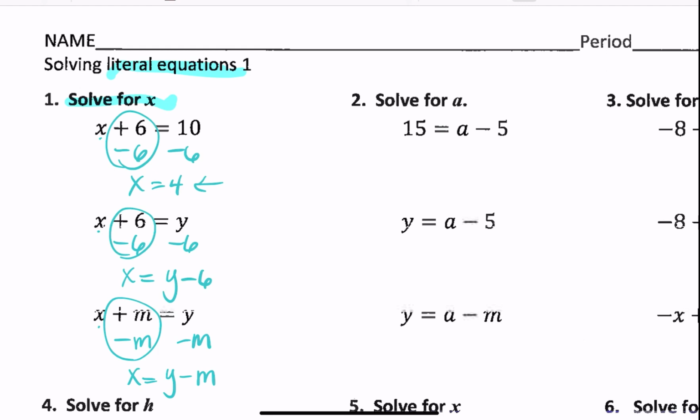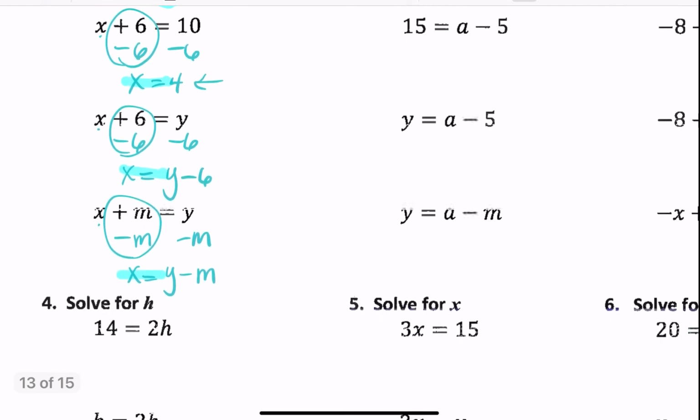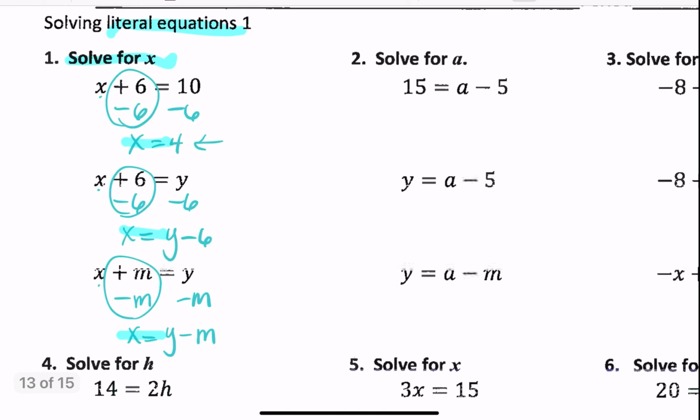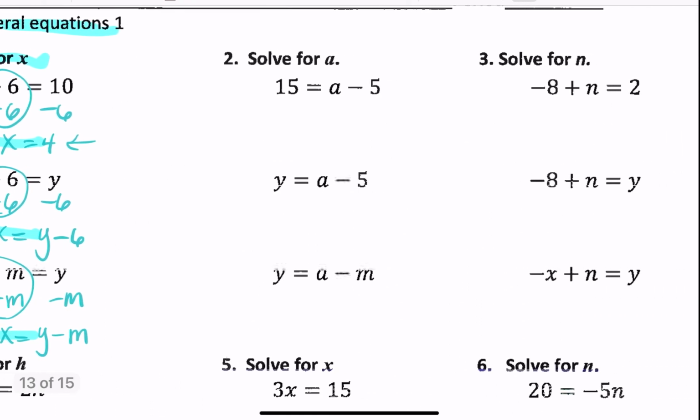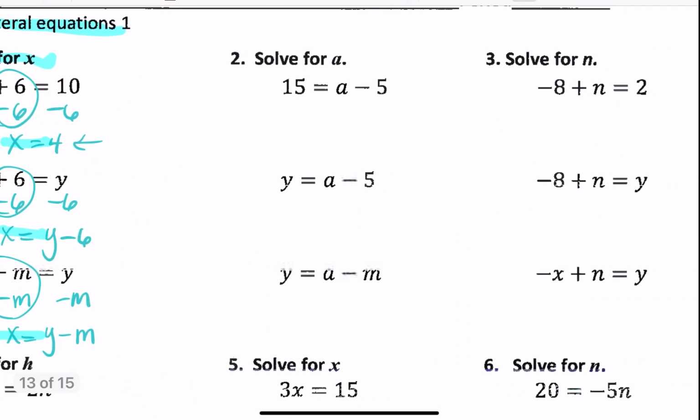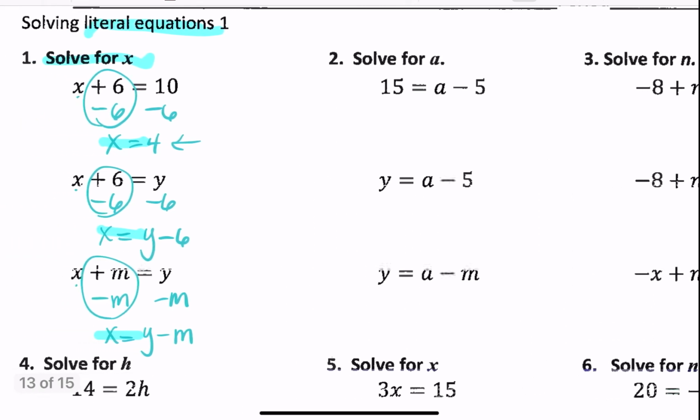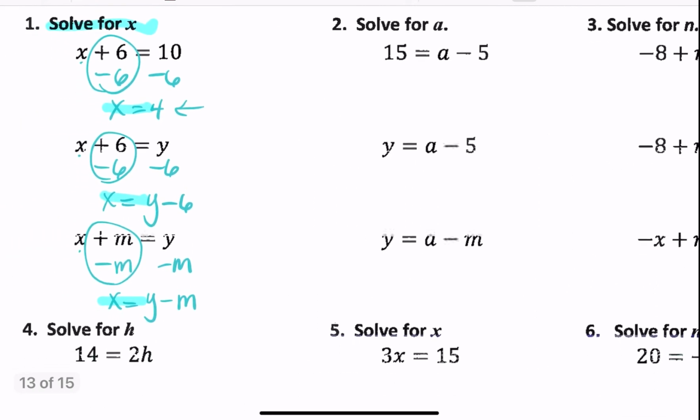So each time I have x equals, but each time I may not get an answer that's just a number because they have all variables in the question or more than one variable. So I'm going to let you do 2 and 3. But remember, they're similar to number 1, so try to use number 1 as a guide if you get confused.